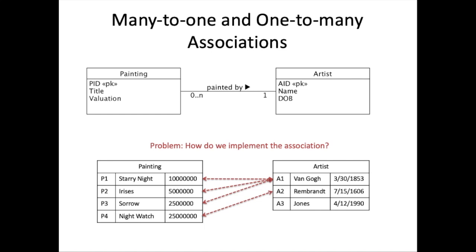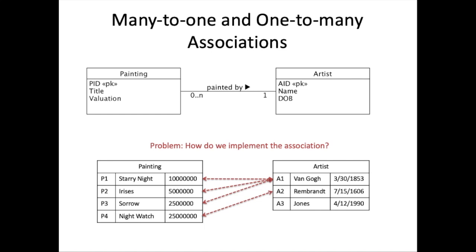And again, if I had just implemented these as simple tables without any association, then our painting table would have 3 columns, a column for PID, P1, P2, P3, P4, titles, Starry Night, Irises, Sorrow, Night Watch, and valuations. And our artist table would have artist IDs, A1, A2, A3, and names, Van Gogh, Rembrandt, Jones, and dates of birth.